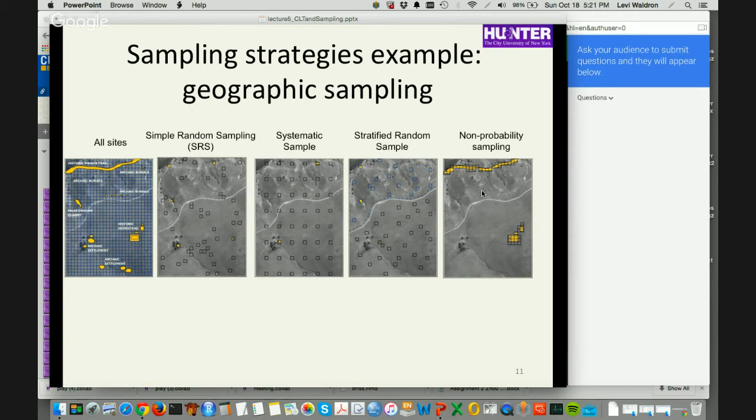Finally, non-probability sampling, there's nothing random about it. It's just where we would go and choose some plots based on what we thought was interesting, for example, or maybe what was convenient, easy to get to.